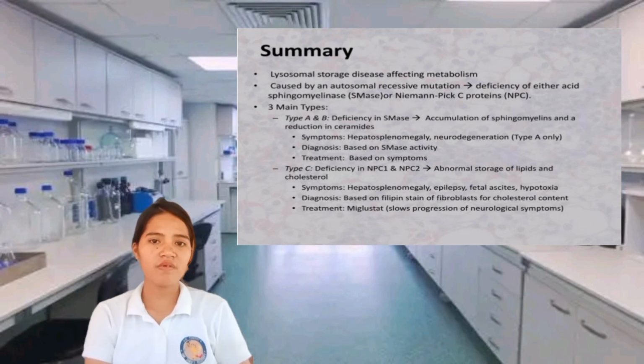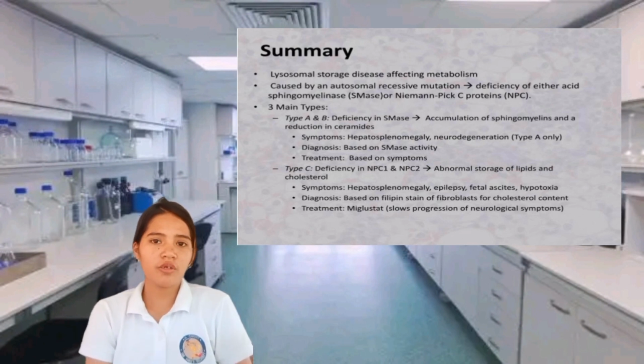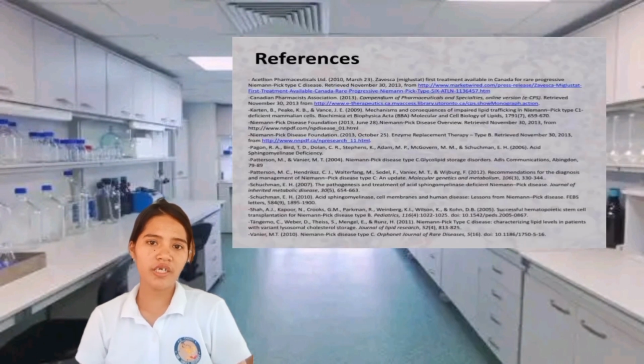For type C, there is a deficiency in NPC1 and NPC2, which means abnormal storage of lipids and cholesterol. The symptoms are hepatosplenomegaly, epilepsy, fetal ascites, and hypotonia, and the diagnosis is based on filipin stain of fibroblasts for cholesterol content. The treatment is miglustat, which slows progression of neurological symptoms. So here are the references.